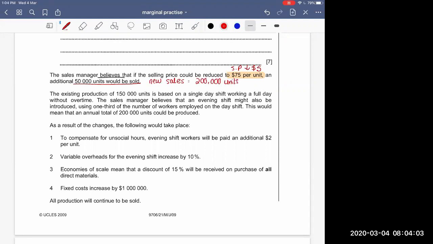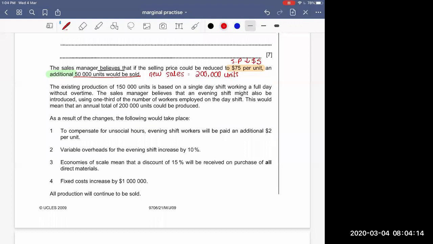We can sell a total of how many units? 200,000 units. Now, by reducing the selling price we can increase our demand level. But do we have sufficient capacity available to produce these extra 50,000 units? Do we have sufficient capacity available to produce these extra units?